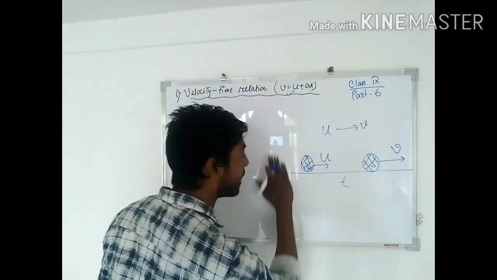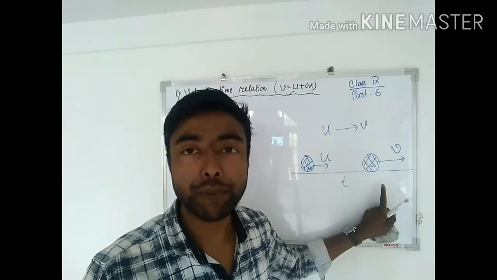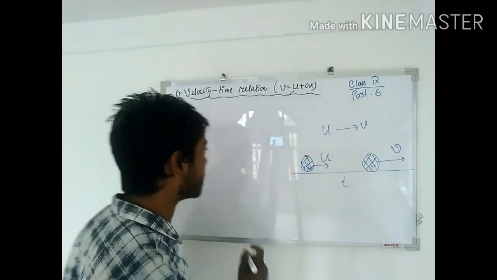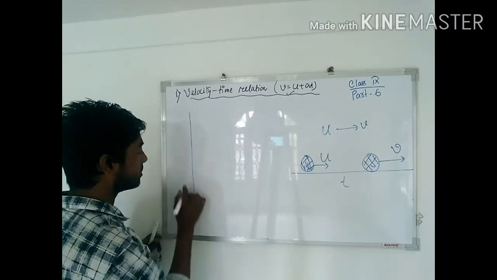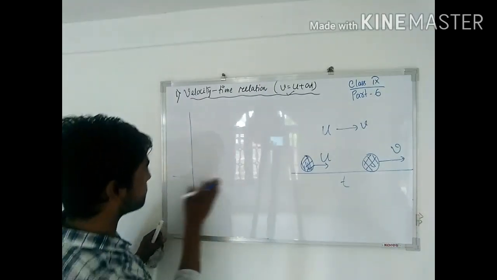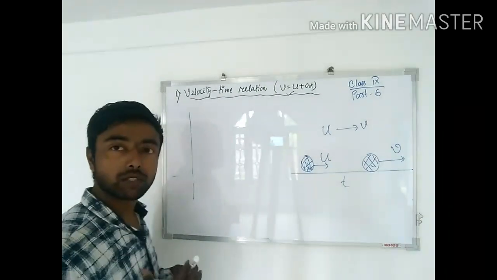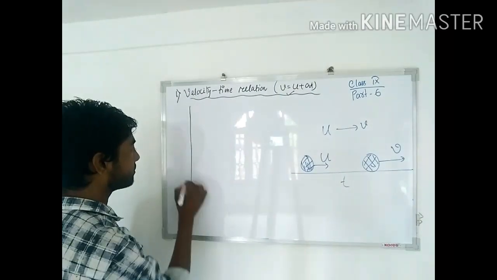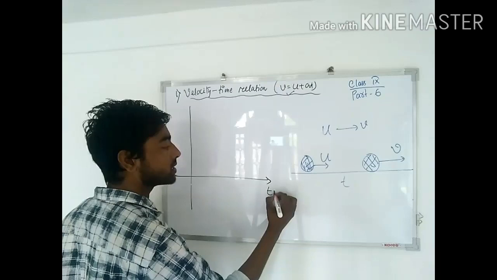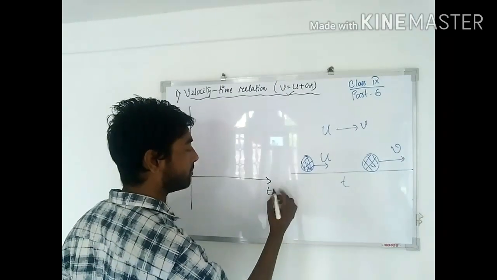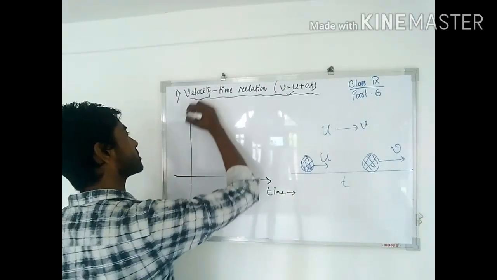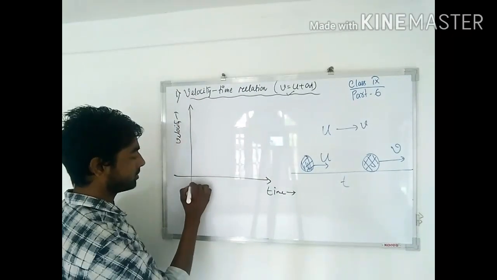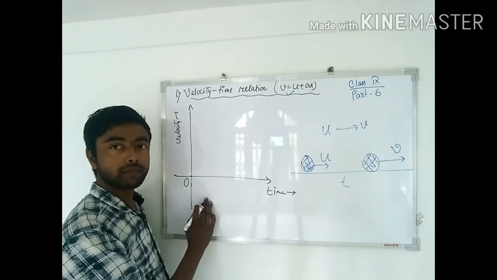Now if you have to represent the motion of this object in a graph, how will you represent it? So I will draw the graph here. This is the graph. This is time, always the time axis, so I will write time here. This is velocity. This is the origin, point O.